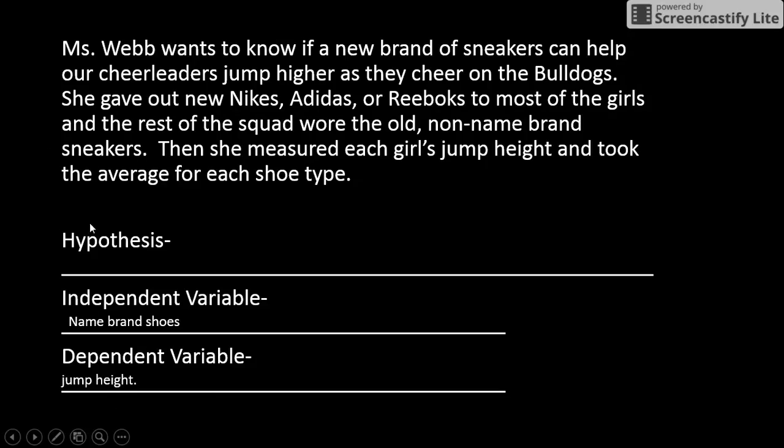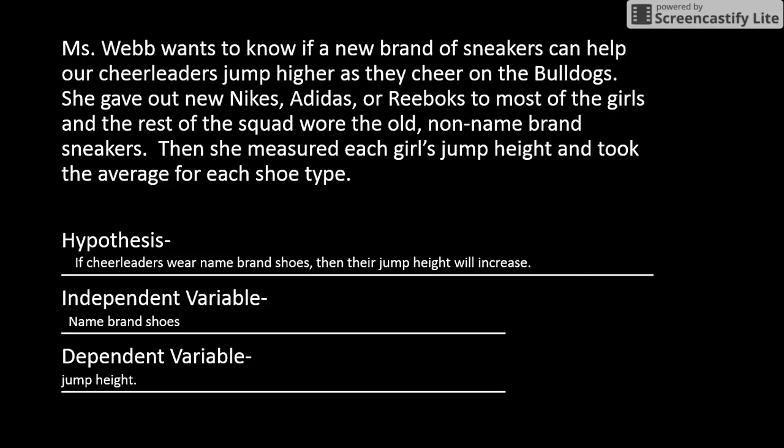Now it just says we're making a hypothesis. So we know that the easiest way to write a hypothesis is the if-then form. So we do if, then our independent variable, then our dependent variable. So if cheerleaders wear name brand shoes, then their jump height will increase. Go ahead, try those next 5 on your own in the packet, and feel free to see Ms. McGrath to have her check it.